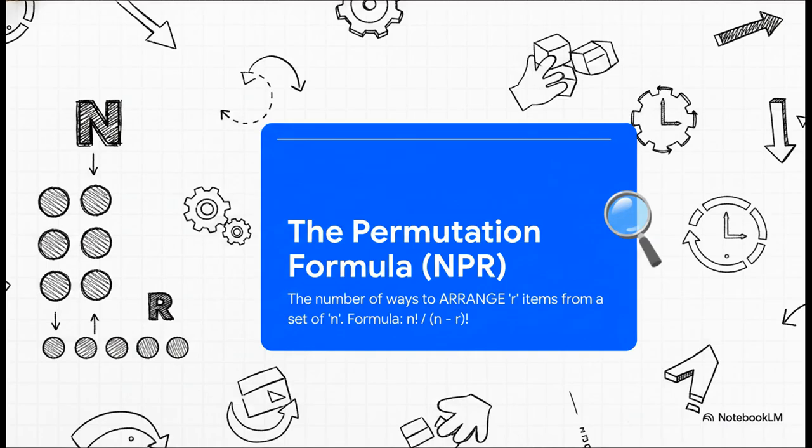You'll often see it as nPr. It's designed for exactly this kind of problem, figuring out how many ways you can arrange a smaller group of r items that you're picking from a bigger set of n. This is the elegant shortcut we were looking for.